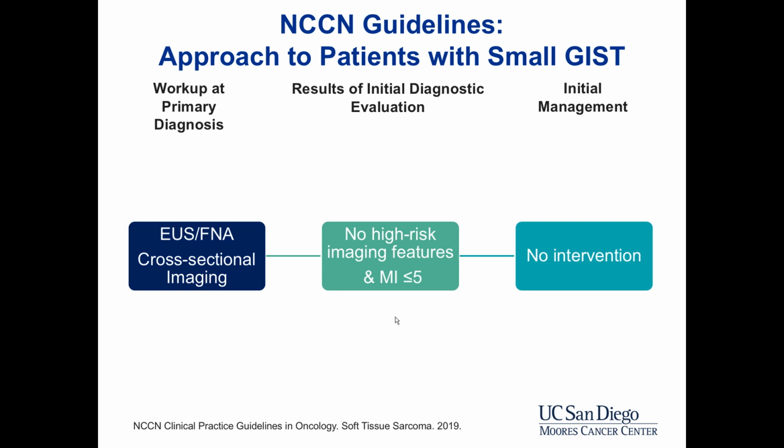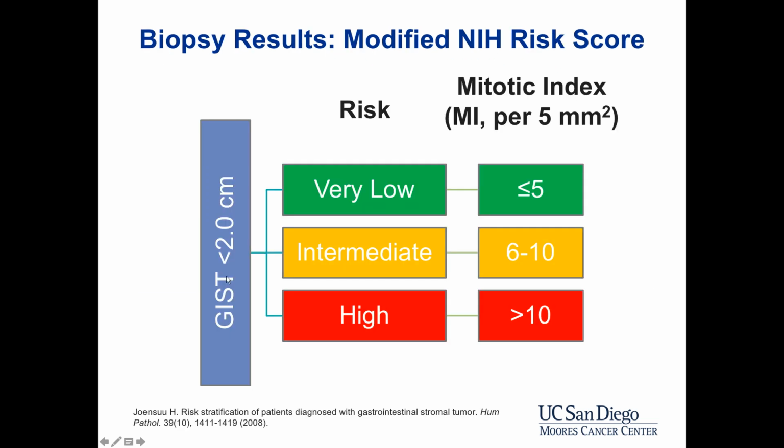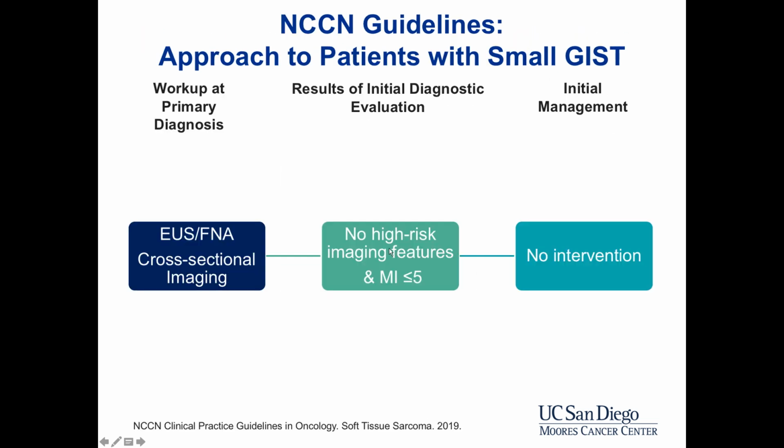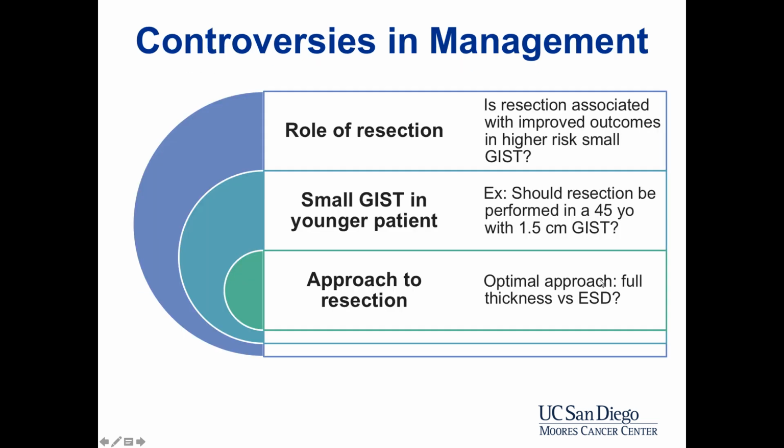So going back to our algorithm, if a patient has a small GIST with a low mitotic index and no high-risk imaging features based upon the endoscopic ultrasound or the CT scan, there's no intervention recommended. Now, what are some of the controversies? We don't have a lot of answers for some of these questions within the small GIST world. So what is the role of resection for a small GIST?